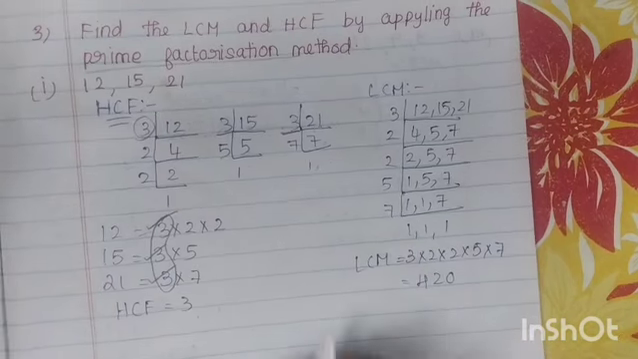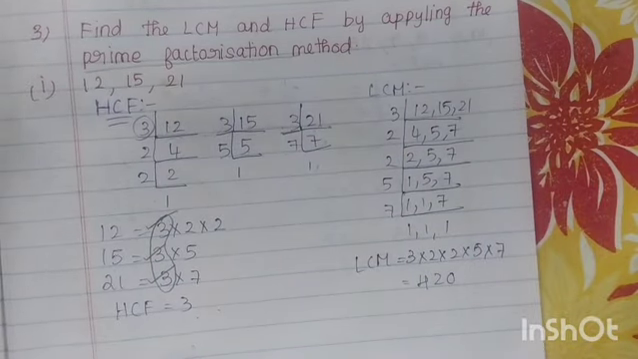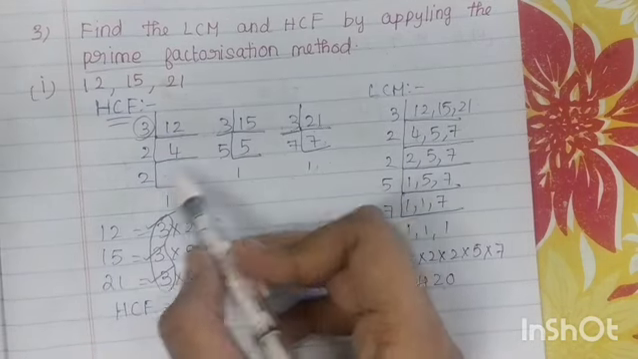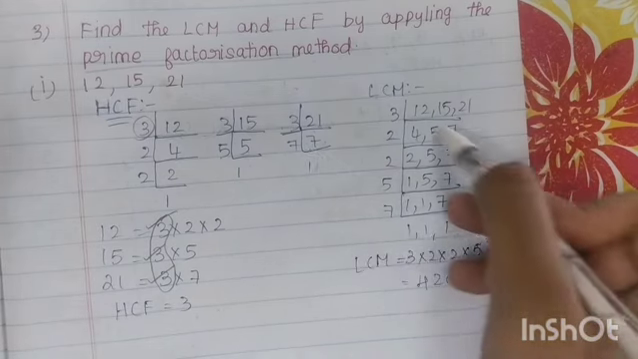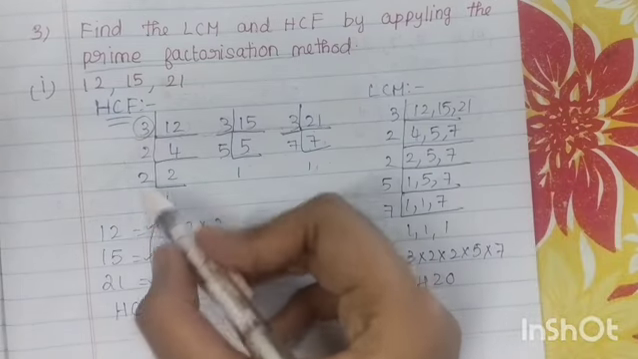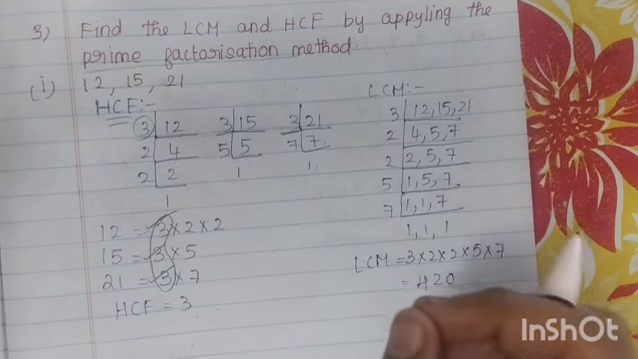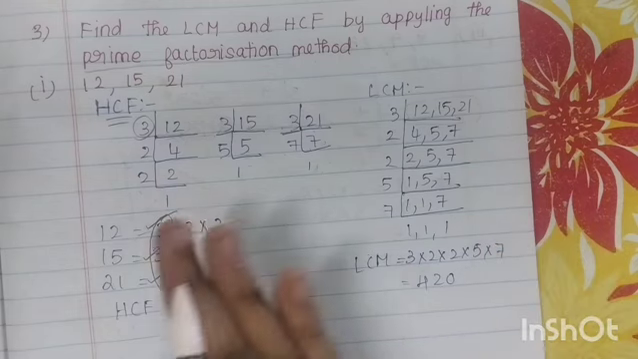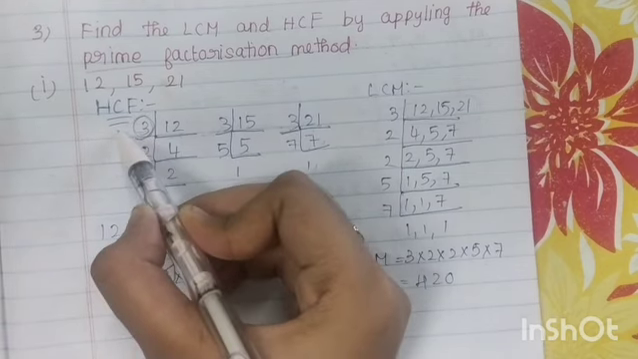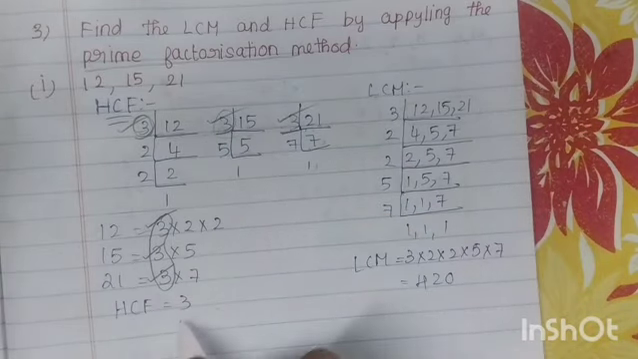Moving on to the third sum: find the LCM and HCF by applying the prime factorization method. The given numbers are 12, 15 and 21. For HCF we will be doing prime factorization separately, like for 12 separately, and for 15 and 21. Whereas in LCM we will group it and then do repeated division. In HCF these are my prime factors, so I'll be writing them separately. After that, to find the HCF, we first have to find the common factor between these three numbers. Here the common factor is 3, right? Here is also a 3, and here also. So my HCF will be 3.